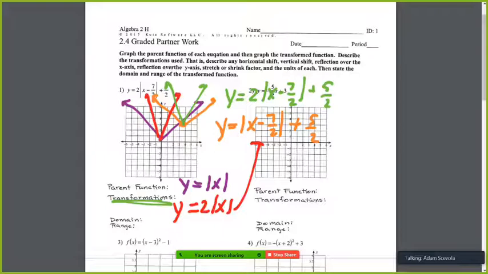And I kind of did that in a weird order. As a good rule of thumb, if it's in standard form like this, you should always do your translations last. So first stretch it, reflect it, and then move it left, right, up, or down.